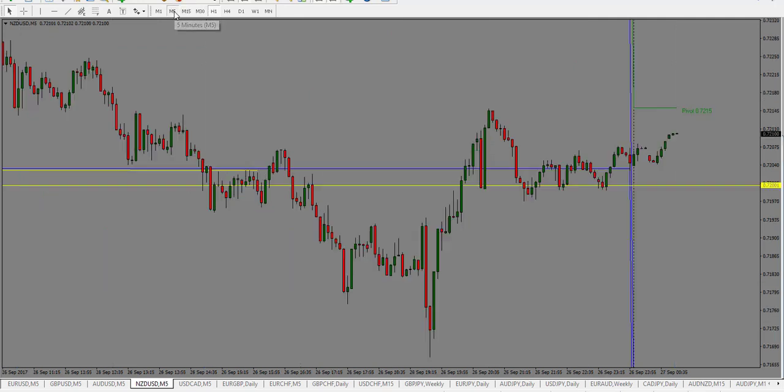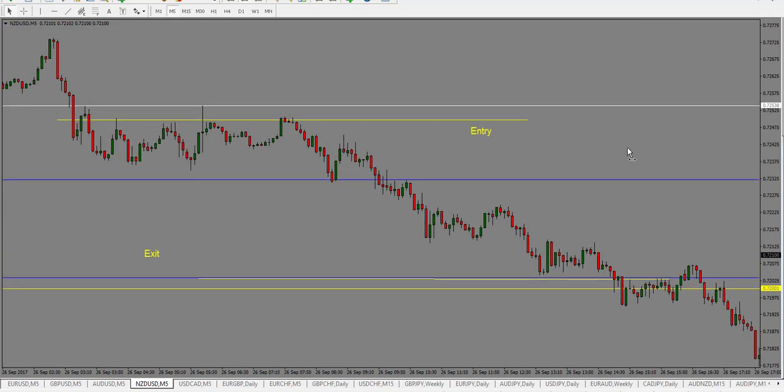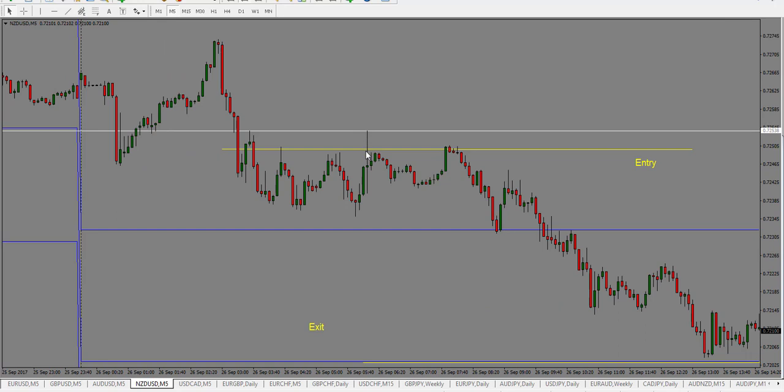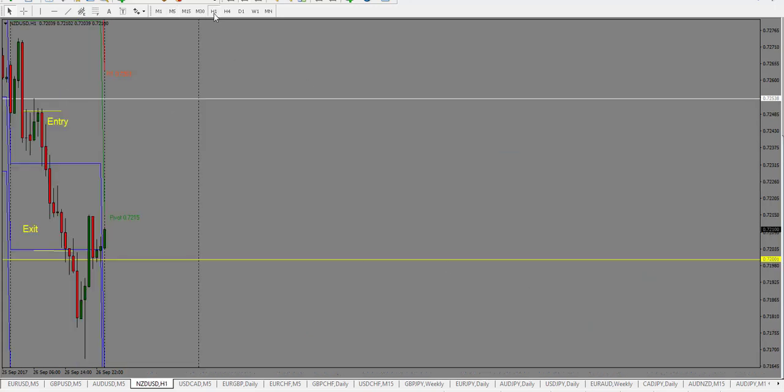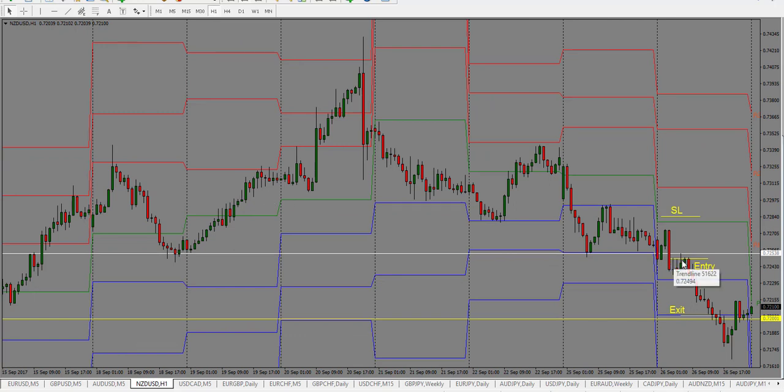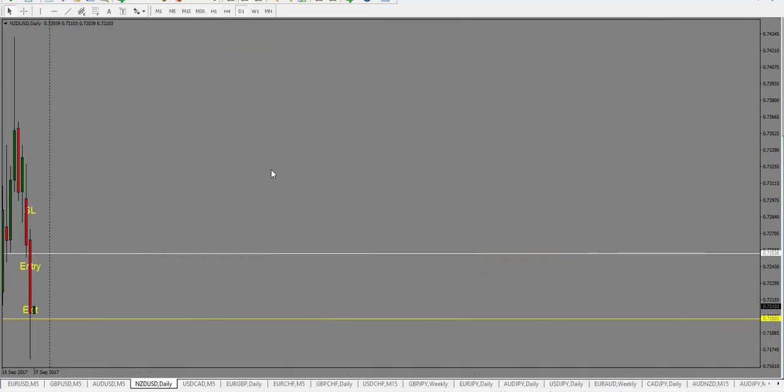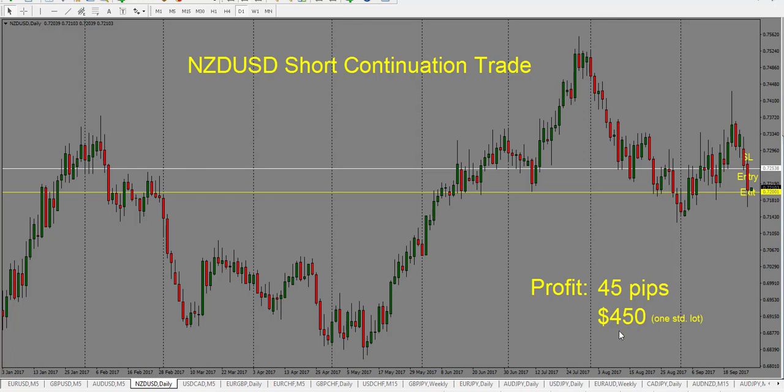If we take a look at the 5-minute candle here, we'll see that the price did this. Price pulled back up and then dropped, and as the price was pulling back, this is where I took the trade. Going back to our 1 hour, as we can see, price held there and then started to drop. My target was this S2 level from the pivot points, which also coincides with our next support and resistance level at 72.00. So the profit target was at 0.7205. This gave us about 45 pips in our trade, or $450 if trading one standard lot.